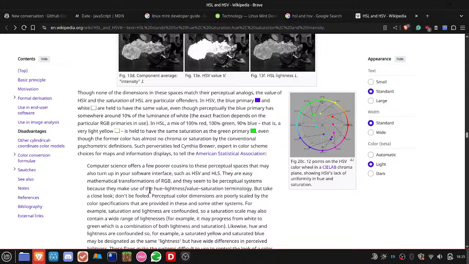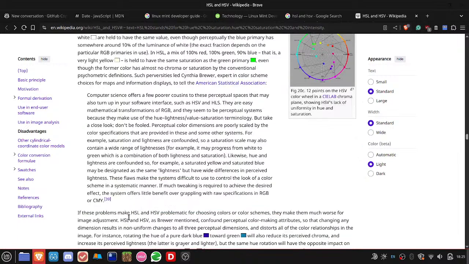For example, saturation and lightness are confounded. So a saturation scale may also contain a wide range of lightnesses. It will progress from white to green, which is a combination of both lightness and saturation. Likewise, hue and lightness are confounded. So, for example, a saturated yellow and saturated blue have the same lightness value, but wide differences in perceived lightness. These flaws make the systems difficult to use to control the look of a color scheme in a systematic manner. If much tweaking is required to achieve the desired effect, the system offers little benefit over grappling with a few specifications in RGB or CMY.